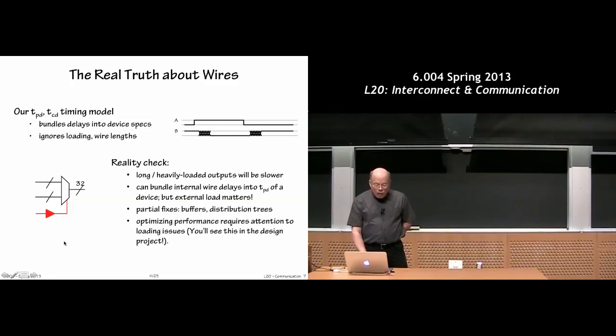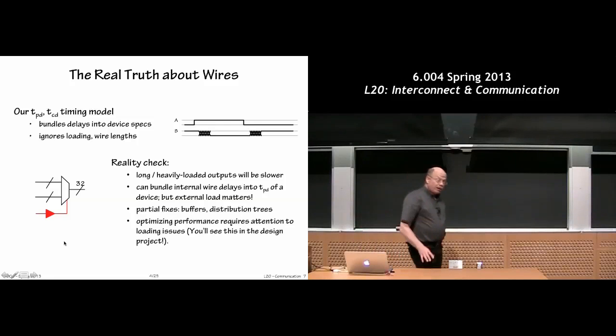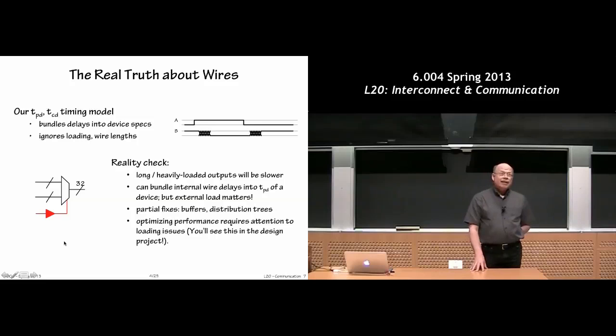So when you start working on the design project, you'll notice this happening in spades in your beta: there are signals that will take hundreds of picoseconds to change, even though the logic gates themselves are operating in tens of picoseconds, right?